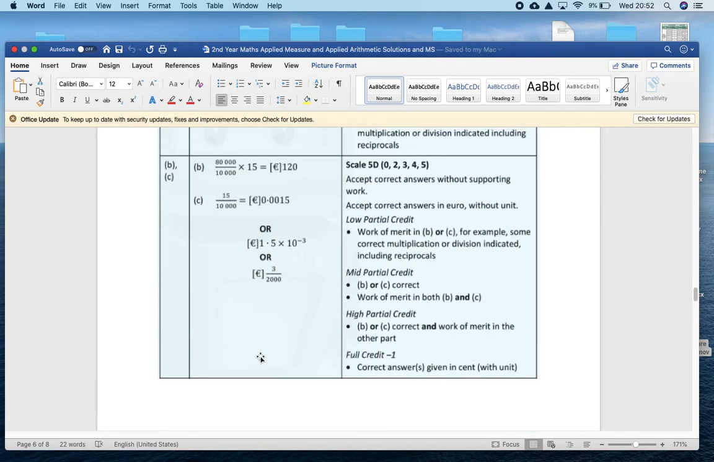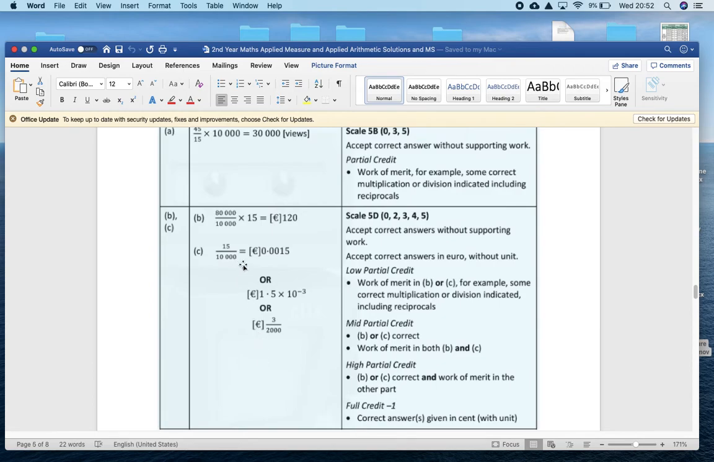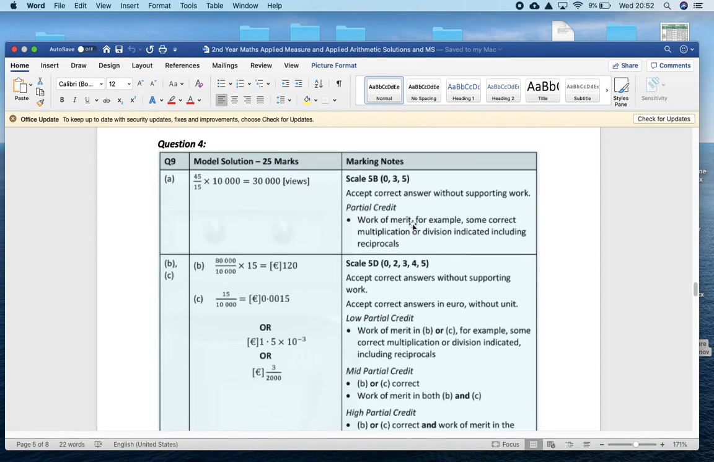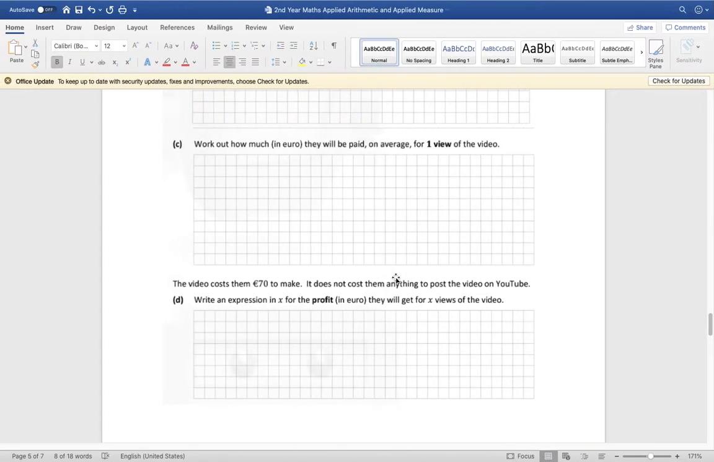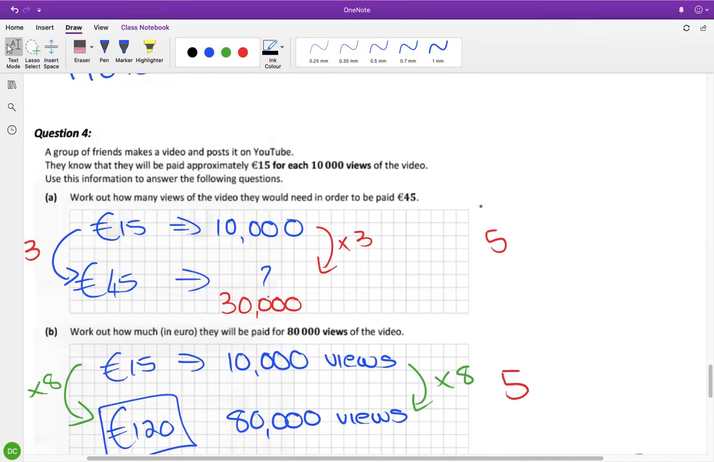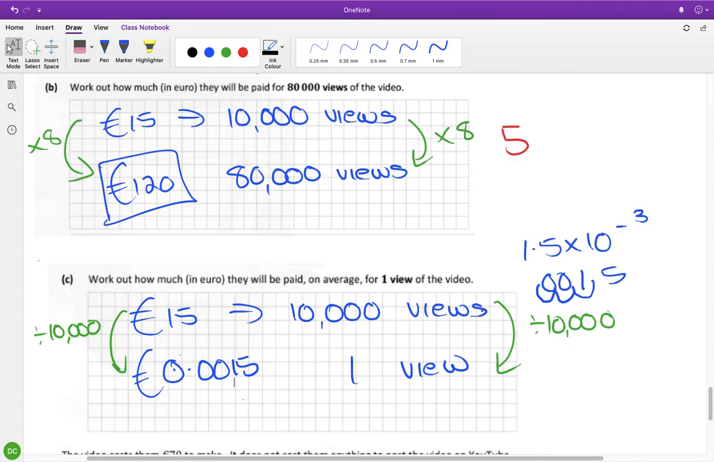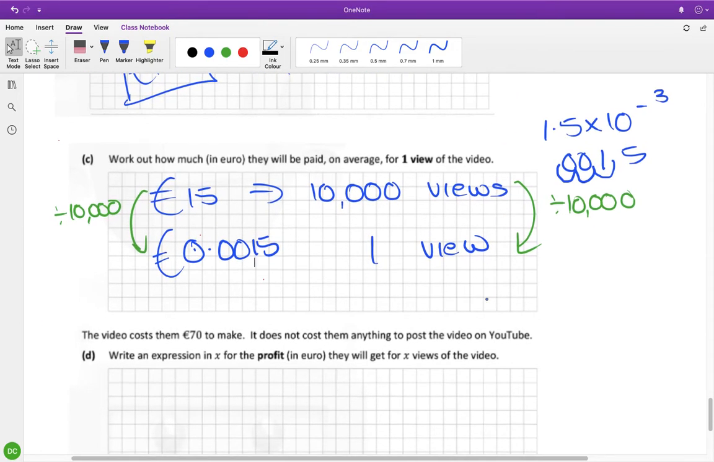What happened there? Oh, sorry, they were marked together. I didn't notice that. B and C were marked together. So 0.0015 is right. I would only get 5 marks for both of them, not for 1. Okay, so A gave me 5 marks, and then I get 5 marks for B and C together.